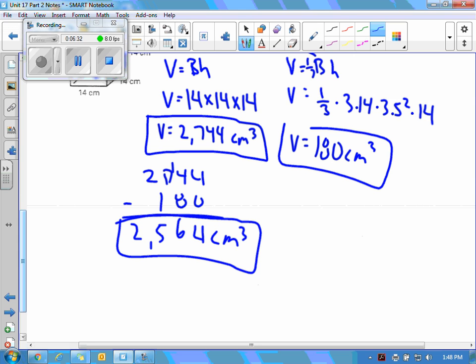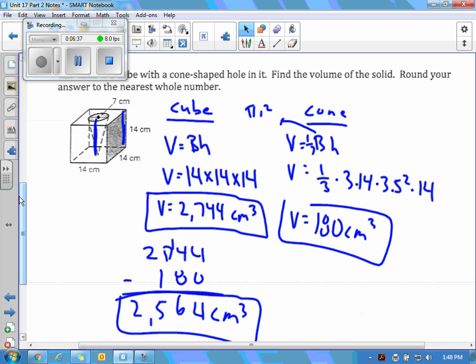All right, so that's all we got for this unit. Make sure you ask me any questions you have, especially if it's dealing with these 1/3, so I can show you the easiest way to do it.